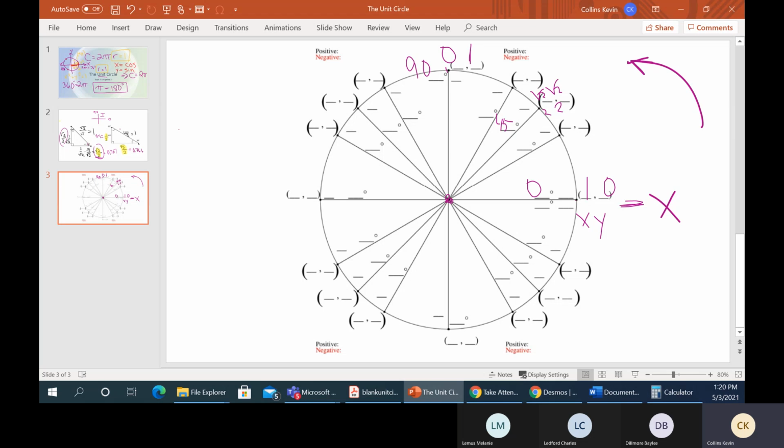So remember I said that when we're talking about the unit circle, there's going to be multiples of 45 and multiples of 30. So that makes me think that this guy is going to be 30. All right, so 30 means we're going to go so far in the x direction, so far in the y direction. And remember early on I said this x is cosine and the y is sine.